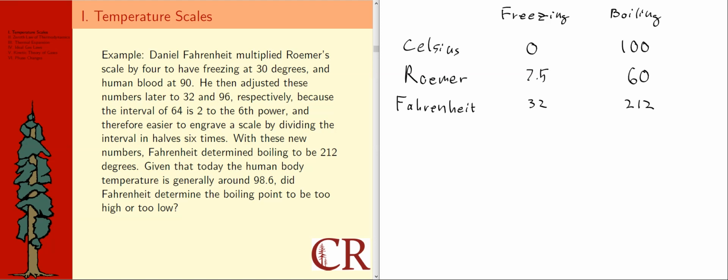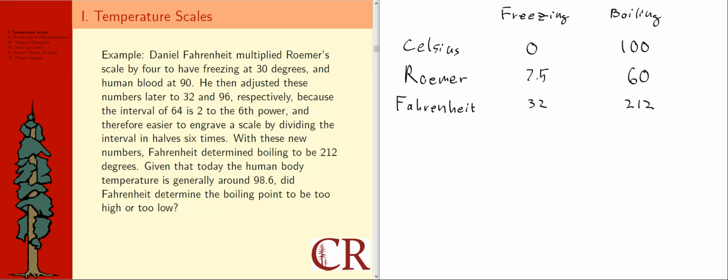It wouldn't be 212. So this question is actually answering for us, where did these numbers 32 and 212 come from? Because the 32 really comes from this adjustment that Fahrenheit made for the purpose of being able to make the instrument more easily, and the 212 came from experiments after that we're now arguing were flawed.